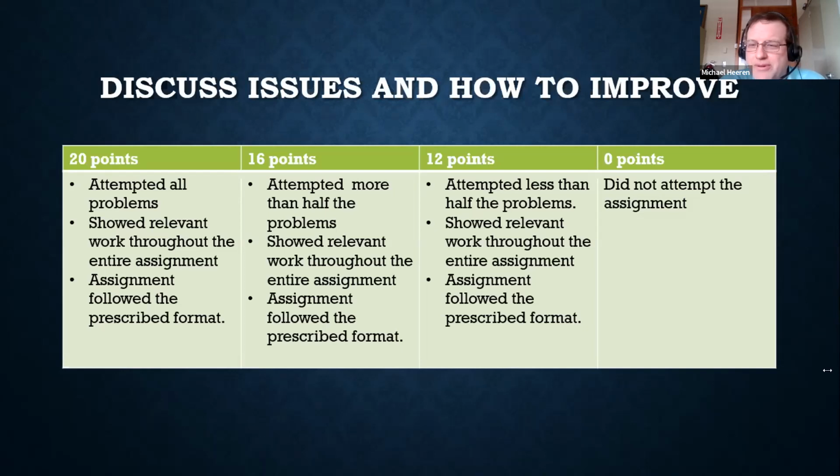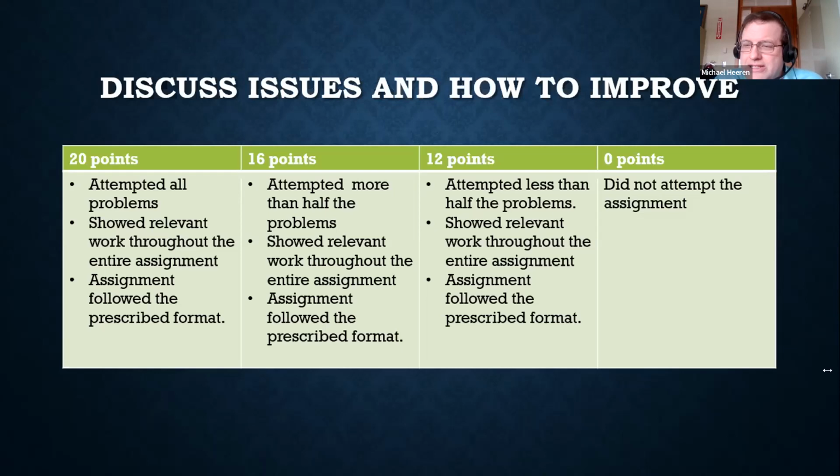Looking at my example, we got more than half, less than half. They did exactly half. As the instructor, I'm like, it doesn't go in 16 because it's not more, and it's not in 12 because it's not less. It's exactly in the middle. So what do I do? It's like, you gotta fix that wording.